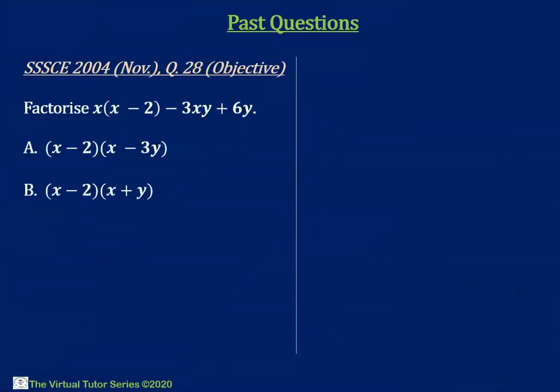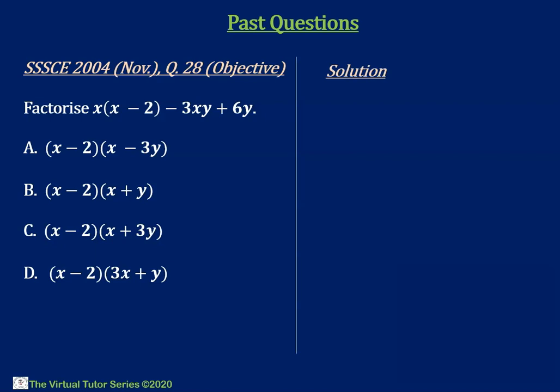SSSCE 2004, Novdec, Objective Question 28. Factorize x into bracket x minus 2, bracket closed, minus 3xy plus 6y. Solution. We are given the expression x into bracket x minus 2 bracket closed minus 3xy plus 6y.